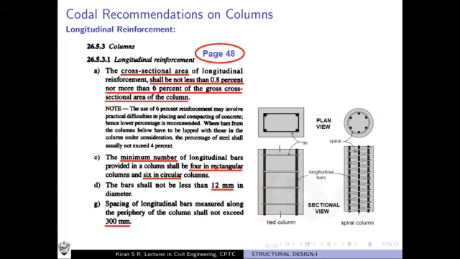Now coming to the spacing of longitudinal bars, you can provide any number of bars in between, but it should satisfy these conditions. The spacing should not exceed 300 mm. That is the spacing of longitudinal bars measured along the periphery of the column. As you measure along the outside of the column, the center to center spacing between the bars should not exceed 300 mm.